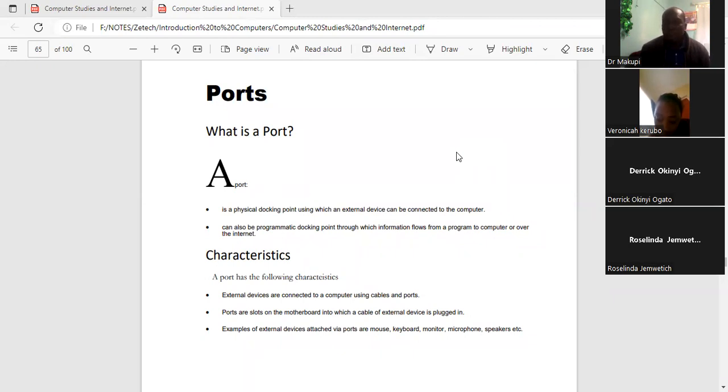That is where you attach a mouse. That is where you attach a monitor, a keyboard. It must get attached to a computer through a port. These ports can also be programmatic docking points through which information flows from a computer to a computer or over the internet. Sometimes these ports can be programmatic, like when we talk about TCP port, Transmission Control Protocol, we have also HTTP ports, which I would regard as programmatic docking points.